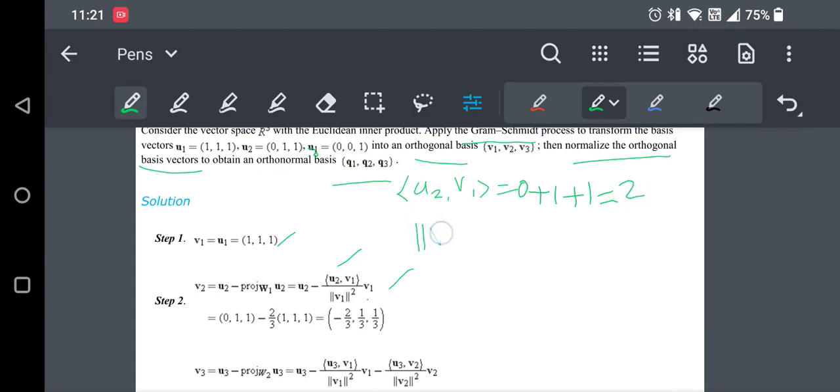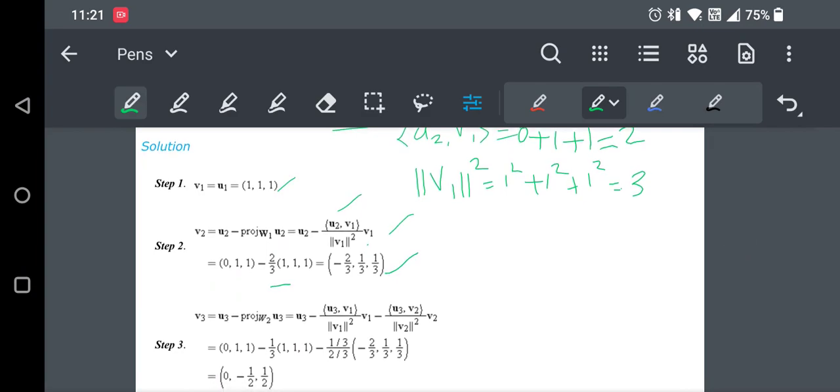Similarly, norm v1 square is 1 square plus 1 square plus 1 square, so that gives you 3. So that comes to 2 by 3, and it needs to be multiplied by v1. v1 is nothing but (1, 1, 1). When you subtract these two, you will get the required vector (-2/3, 1/3, 1/3) as v2.